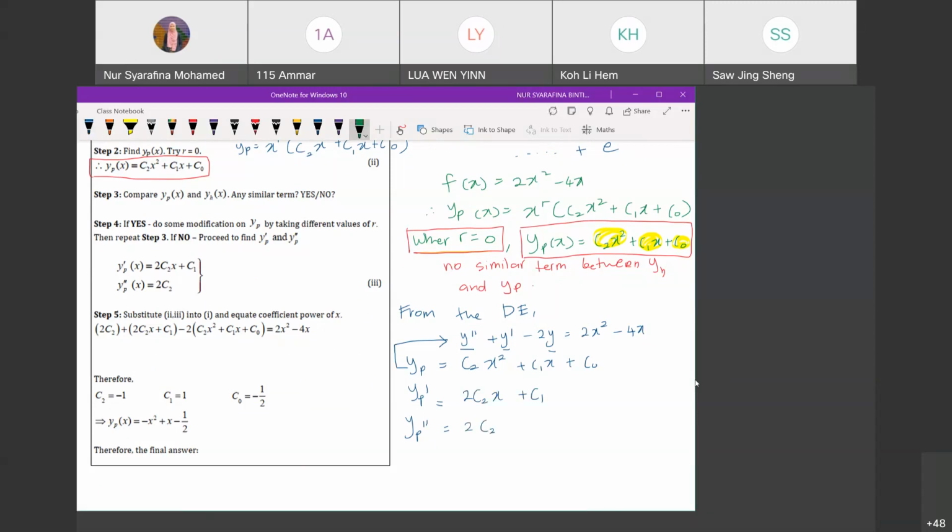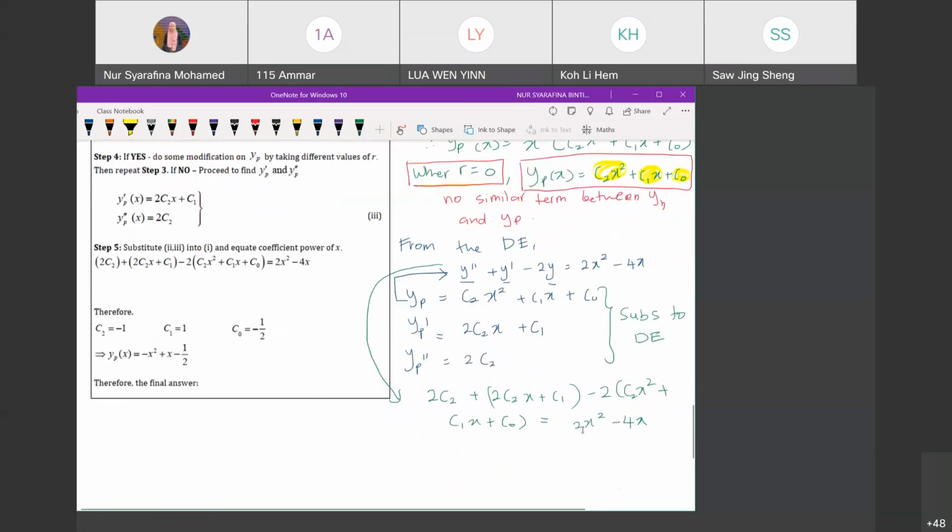Then, once you get this, you need to substitute to the differential equation. So, y double prime is yp double prime. Y prime is 2c2x plus c1. Right. And minus 2y here is 2c2x squared plus c1x plus c0, equals 2x squared minus 4x. Right? Okay, now expand and rearrange and you compare left and right hand side. Okay? Alright, let's take a look.